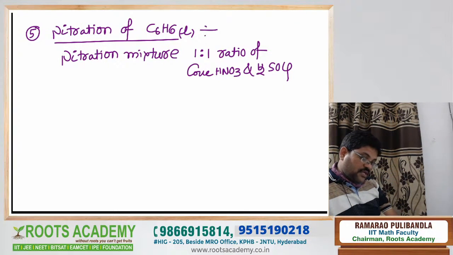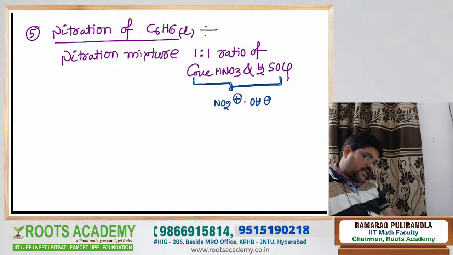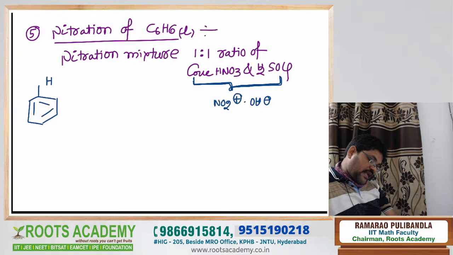Now, actually here in a nitration mixture, both species react. You get NO2+ and OH-. Now take the example of benzene. To this benzene, when the nitration mixture is added, NO2+ is there, OH- is there.